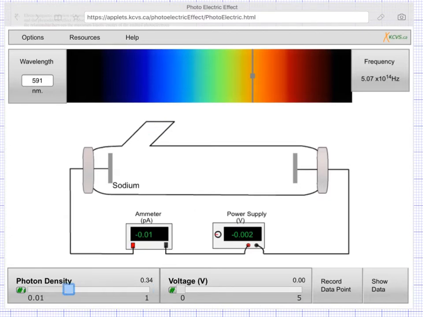So let's just turn that down a little bit. Of course, to get the ammeter reading, I need to increase the energy of each individual photon, which means I'm going to start cranking this up into the green.